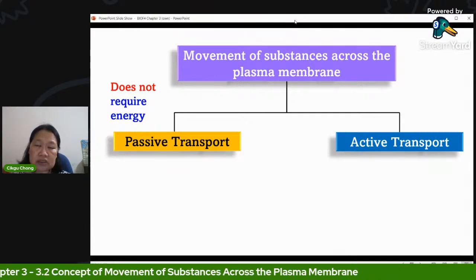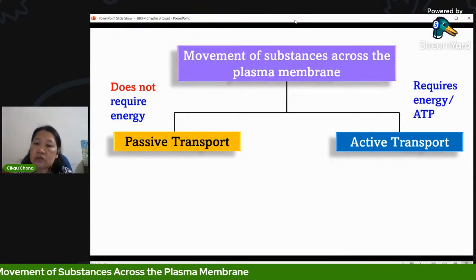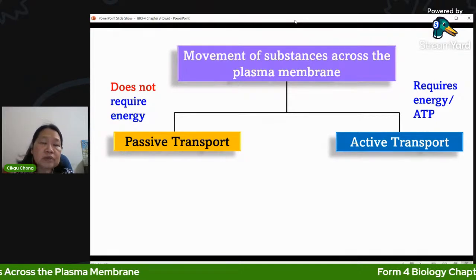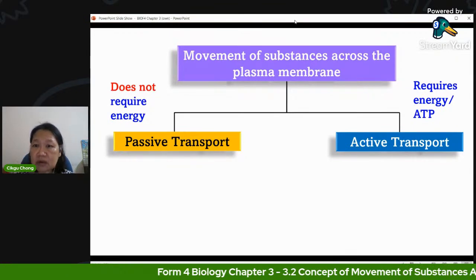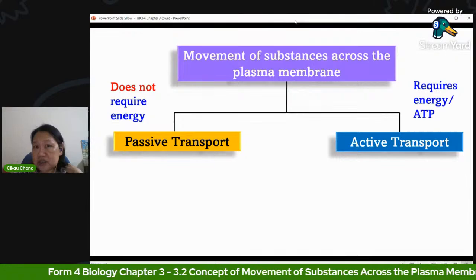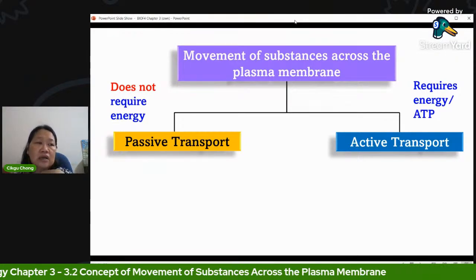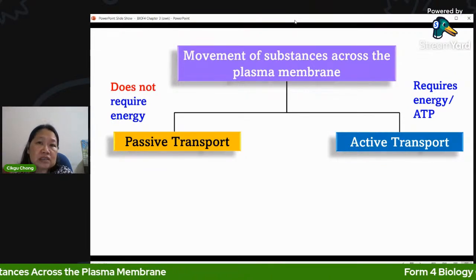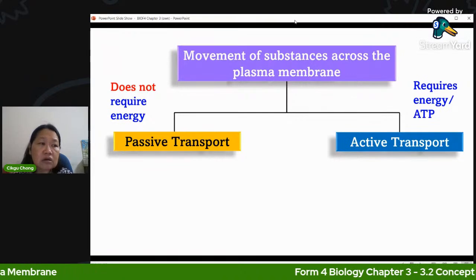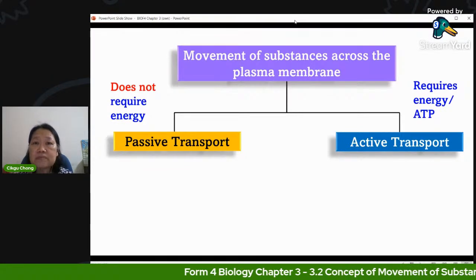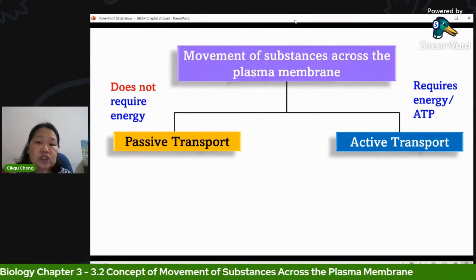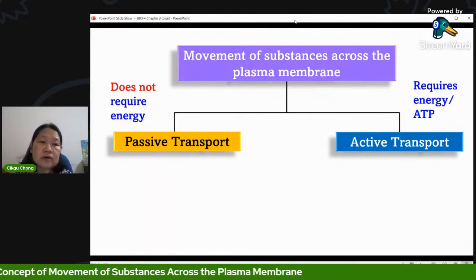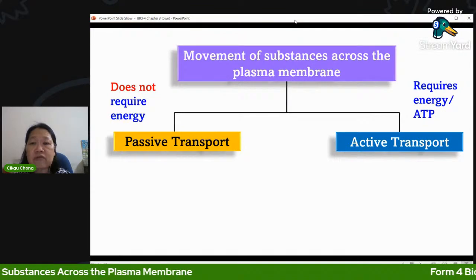Now, active transport is the transport which requires energy. In order for this to happen, it must occur in a living cell. That is the main difference here. Active transport requires ATP, requires energy. Therefore, it cannot be carried out in Visking tubing, because Visking tubing is a synthetic membrane. It is not naturally occurring and doesn't belong to part of a cell. It requires energy for active transport, so Visking tubing will not be able to carry out active transport.